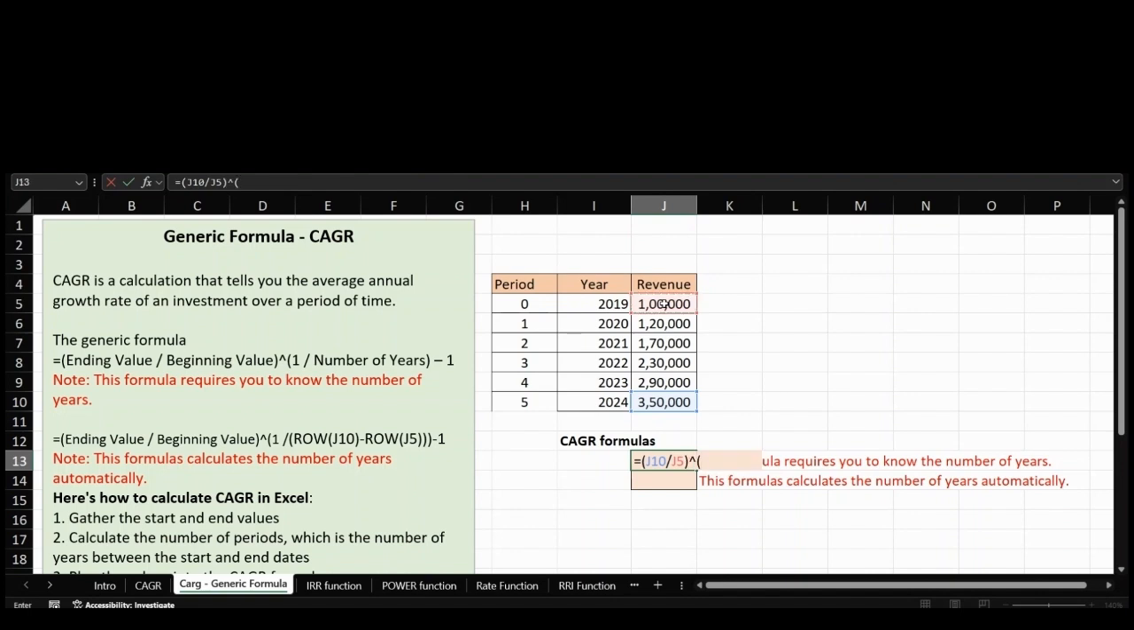then 1 divided by number of years. Here number of years is 5, minus 1. So this is the formula, and just applying the formula we got the answer. And so CAGR for this problem is 28.47.